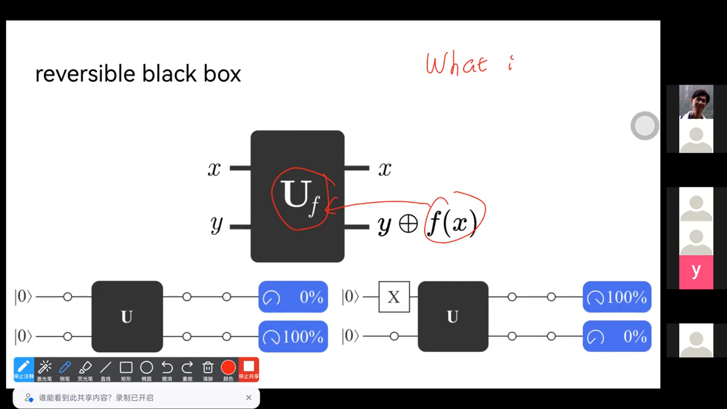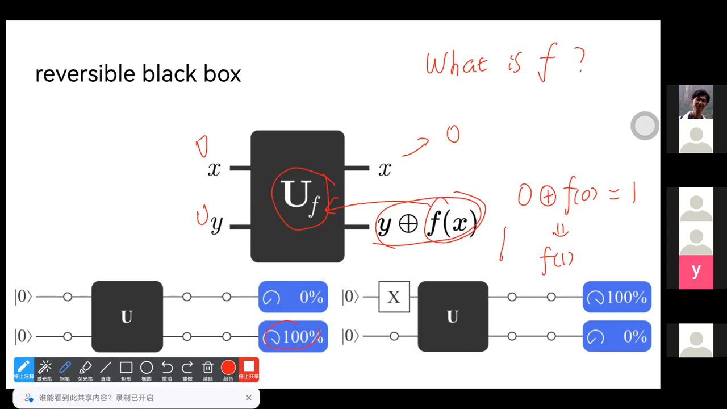For example, here we have two measurements. You can see the first measurement is that we input a zero. That means x and y are both zero. And the output is that x is zero, it's just the same, and this is a one. Because y is zero, zero tensor product with f(0) equals one. If you do it mathematically, you can find that f(0) equals one, okay.